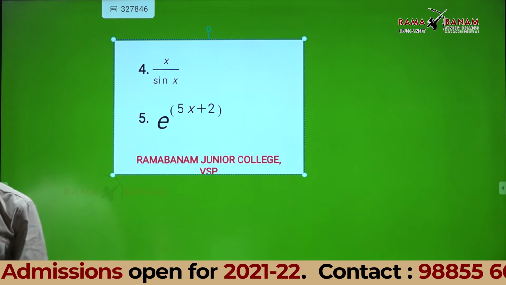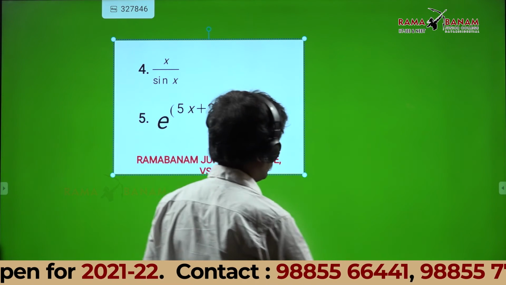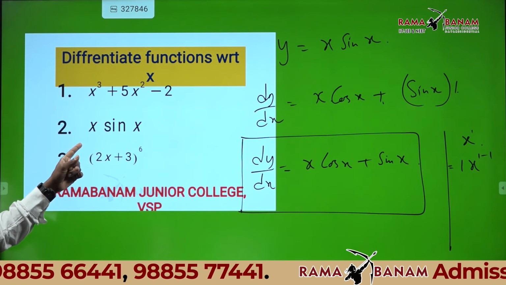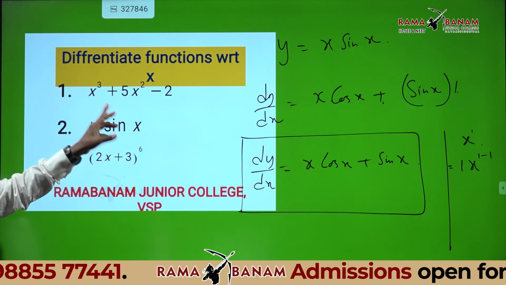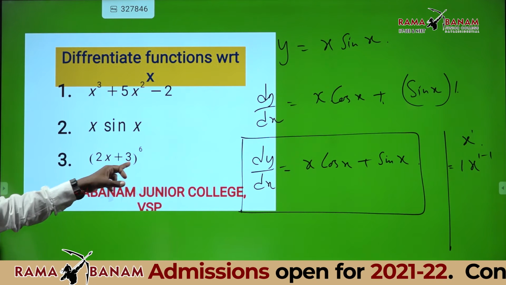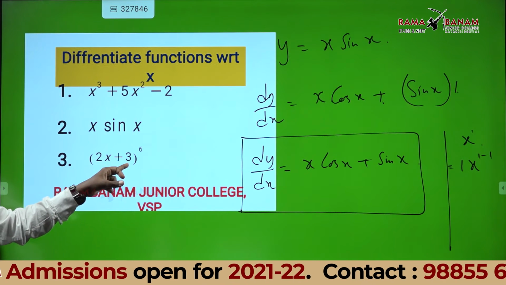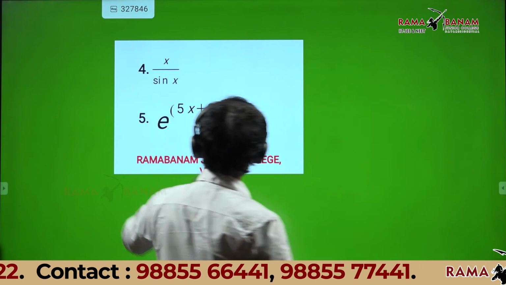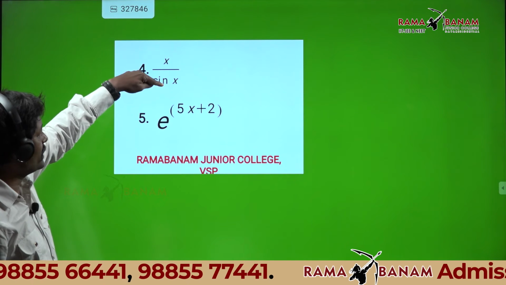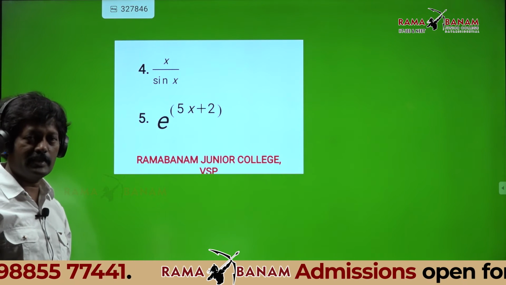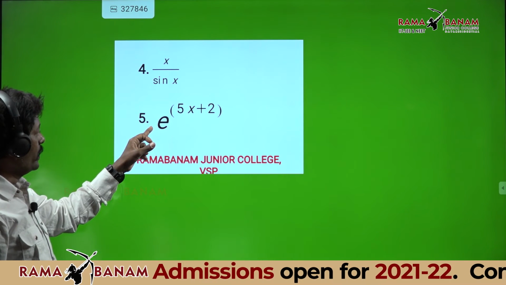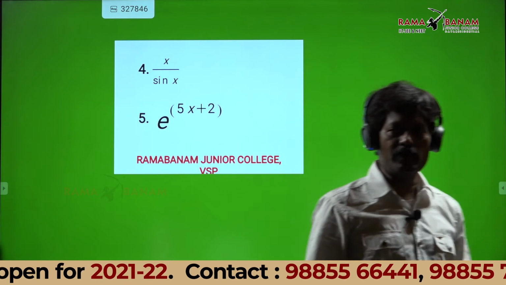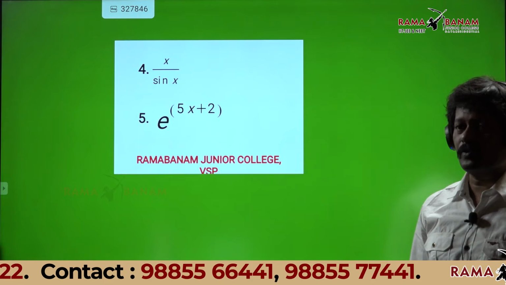Sir, can you show the previous slide once? Here, the one before. X sin x, the first one, I completed. Only this is left for you for homework. 2x plus 3 whole power 6. Fourth one, y equal to x by sin x. Another one, y equal to e power 5x plus 2. These three are for homework.